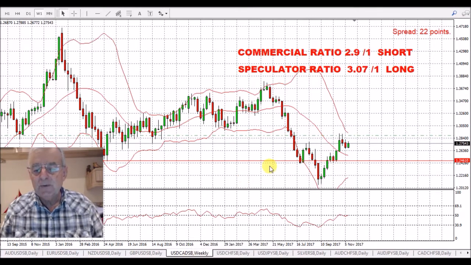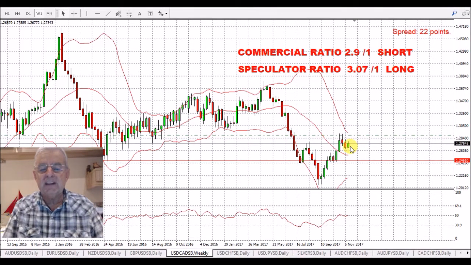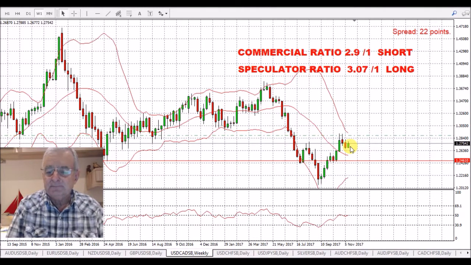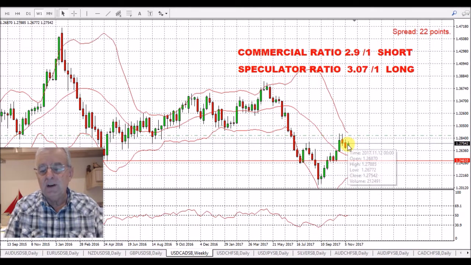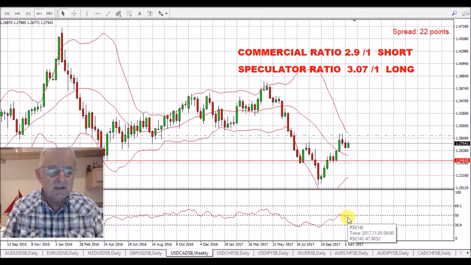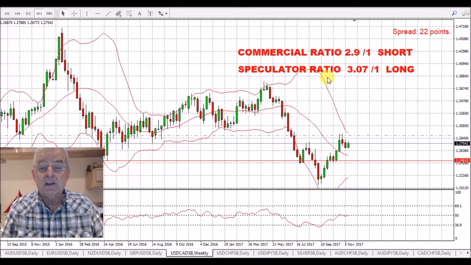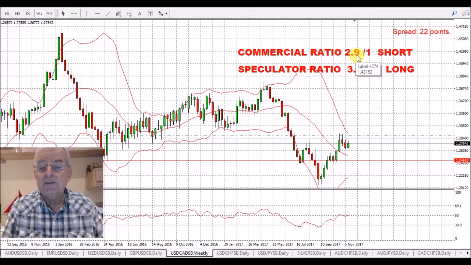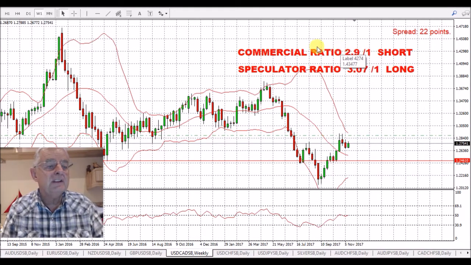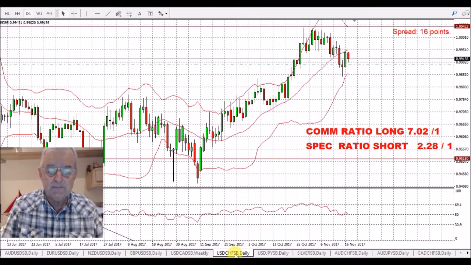USD CAD, we had a nice green candle yesterday. The oil price came down, so as that tumbles, basically we should see more weakness in the Canadian dollar. We're just above the 50 on the RSI, and we've got a commercial short ratio of 2.9 to 1, nearly 3 to 1 for the Canadian dollar. So we'll see how that goes.